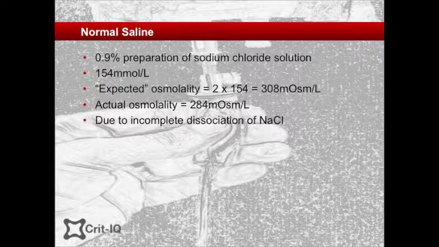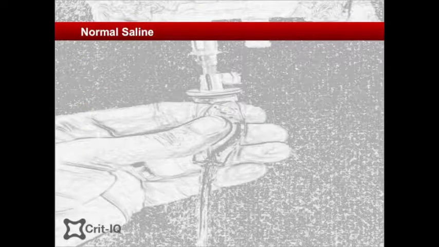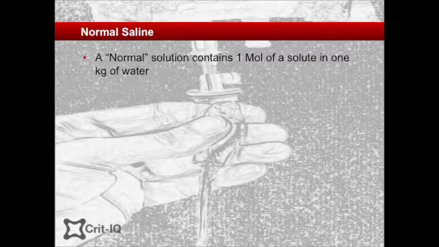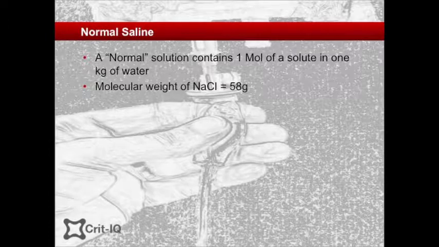As such, this fits nicely with the normal range of blood osmolality of 270 to 290 milliosmoles per litre. The term normal is often misunderstood. A normal solution is a physiochemistry term that describes a solution where 1 mole, or 1 gram weight equivalent, of the salt is dissolved in 1 kilo of water. In the case of sodium chloride, this would equate to just over 58 grams of salt per litre of water.